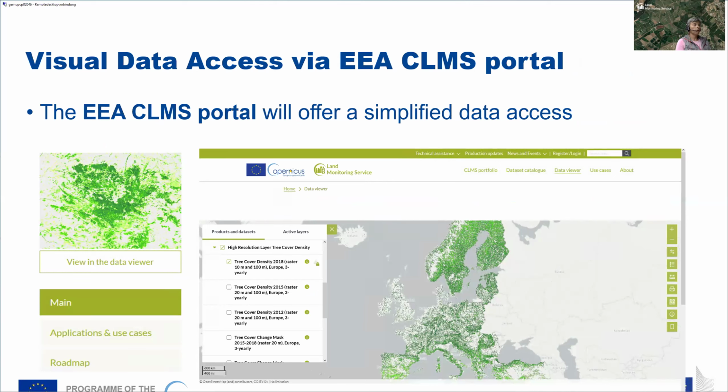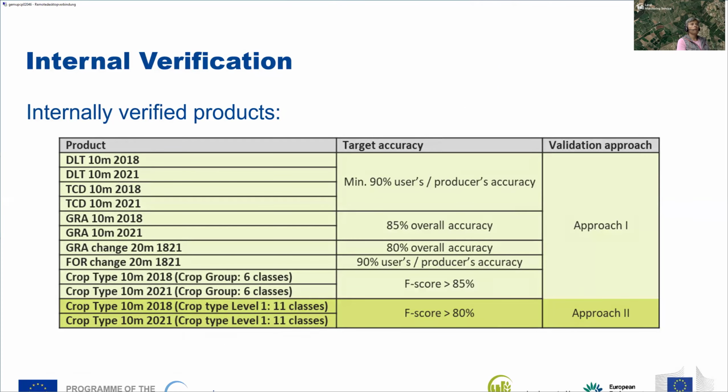So the CLMS portal will then also offer simplified data access. As you can see in this example, it's not the current one, the VLCC, but the tree cover density, for example for 2018. It's also a visual GUI. You can visualize the data, also draw an AOI here, and then after registration you can download the data here. There is a limitation: only a small area is available for this download. Okay, I think that was on the data access.